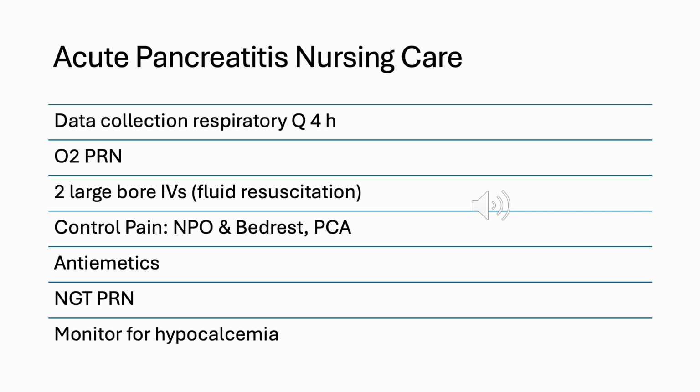Hypovolemic shock, the first sign is going to be tachycardia, then tachypnea, and then finally hypotension. Hypotension happens later than tachycardia.